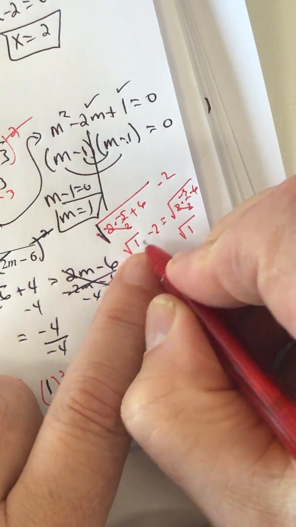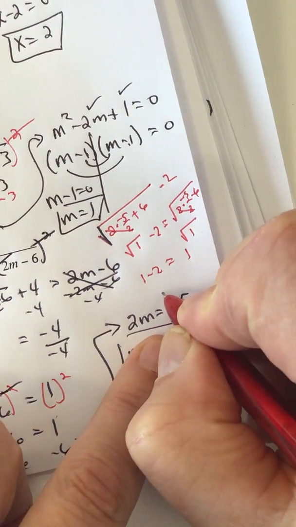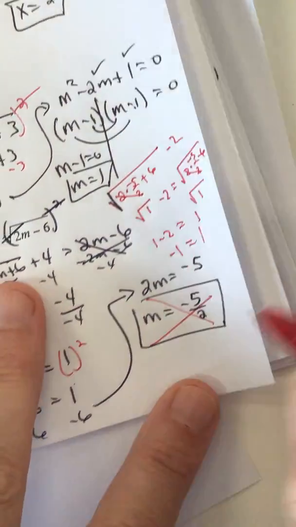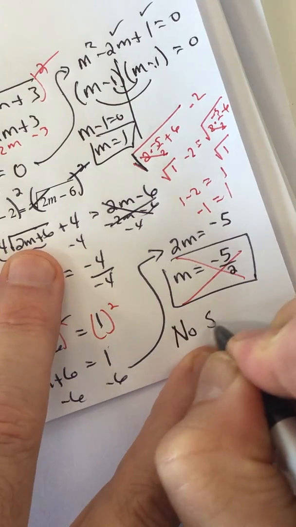So here I have the square root of 1 minus 2. So that'd be 1 minus 2. Here I have the square root of 1. Okay, that's negative 1 equals 1. That is not true. We have to throw that one out. So number 10 actually has no solutions.